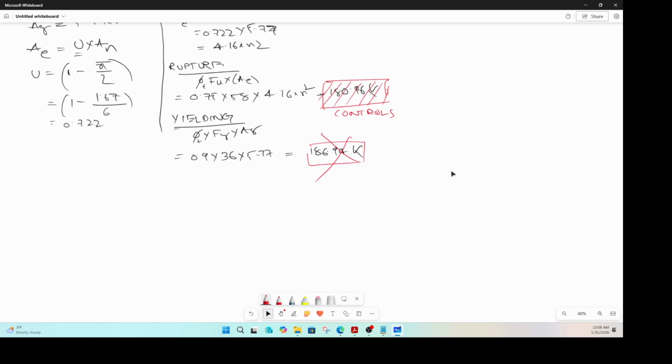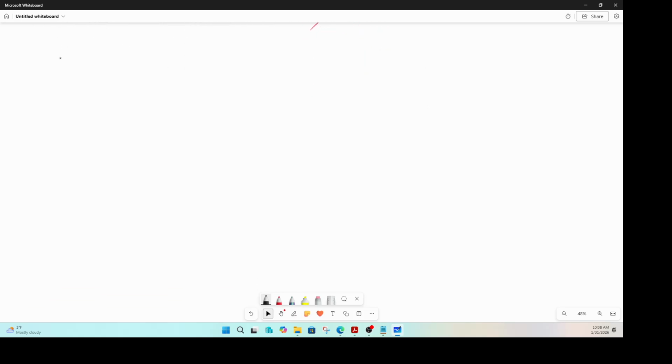Now there is another important concept that I want to talk about. Let's see if we can finish that. Let's say you have an angle like that, and that angle has bolt holes like this. It is connected on both sides to a gusset plate, obviously.